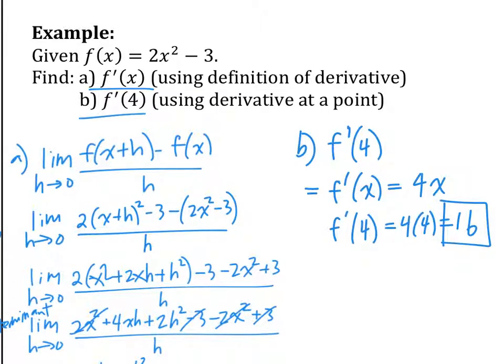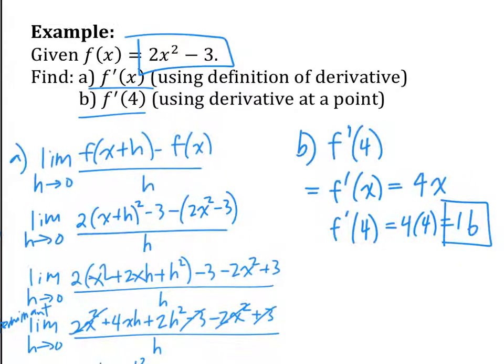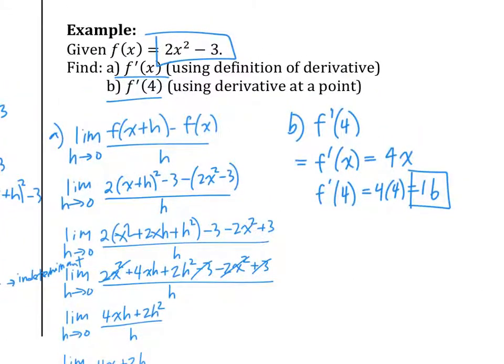Okay, so I'm going to show you how that looks on the graph. What are we actually trying to do? So I'm going to graph this one, 2x squared minus 3, and then let's look at what happens at 4. All right, so that's how you actually solve these questions.